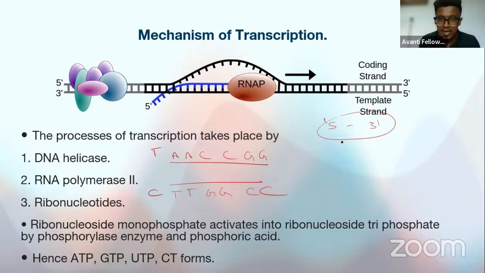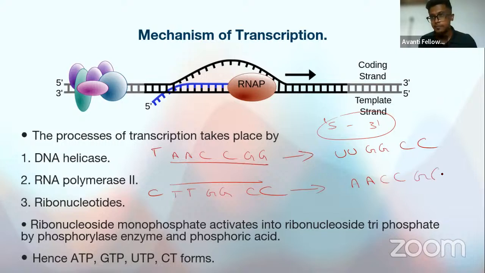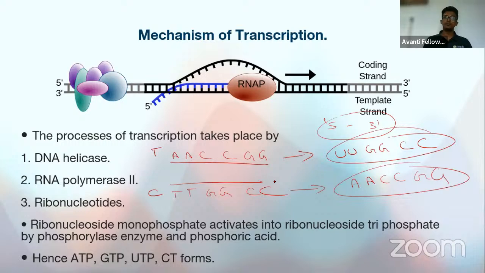Now see, if I synthesize RNA from this, what will be my RNA? UUGGCC. If I synthesize RNA from coding, what will it be? AACCGG. Now, are these the same? No, definitely not. You know that even a small change in a single base pair can completely change what it means or what it becomes. So only one strand can act as a sense strand and the other strand is a nonsense strand. The sense strand is your template DNA. The nonsense strand is your coding DNA.